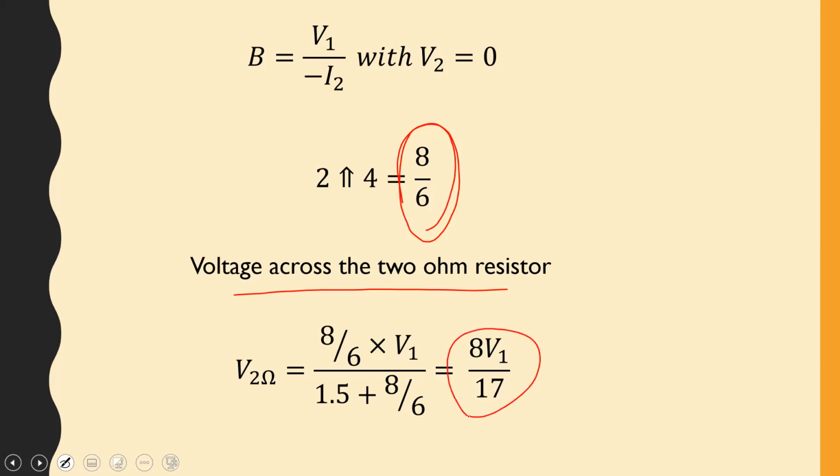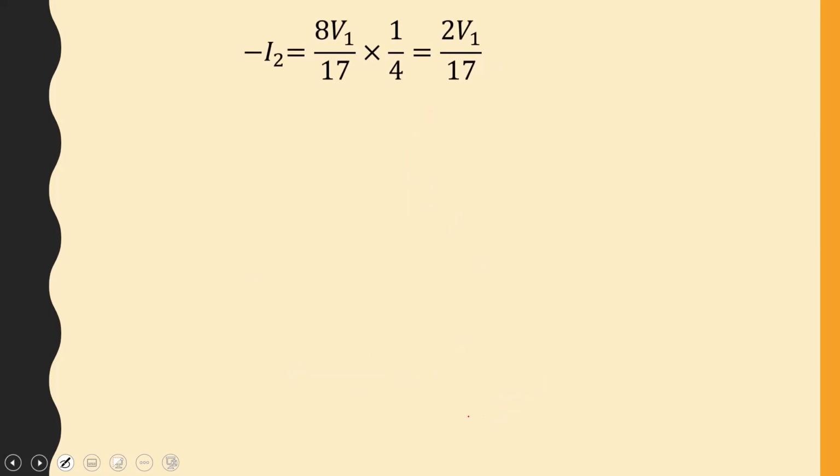So we get this for that voltage, from which we then find the current through the 4 ohm. So we divide this by 4, and in dividing this by 4, we get 2 over 17. Kind of look familiar, eh? Which means, therefore, that B is 17 over 2.